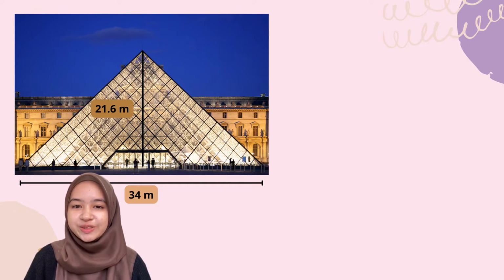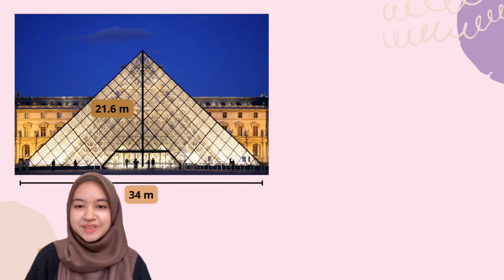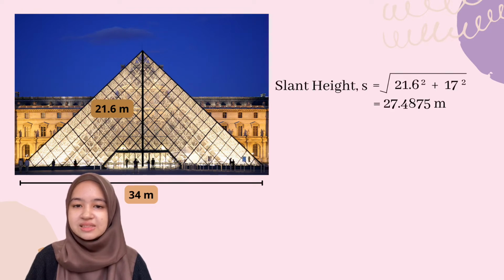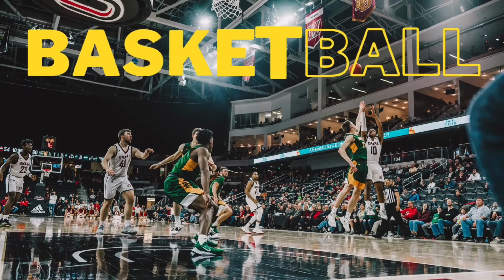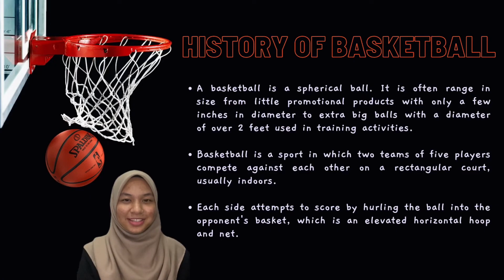Next, I am going to calculate the surface area of the Louvre Pyramid. First, we need to find the slant height of the pyramid. To find the slant height, we can use the Pythagorean theorem, which states that the square of the length of the hypotenuse equals the sum of the squares of the lengths of the other two sides. So, slant height equals the square root of 21.6 squared plus 70 squared, which equals 27.4875 meters.